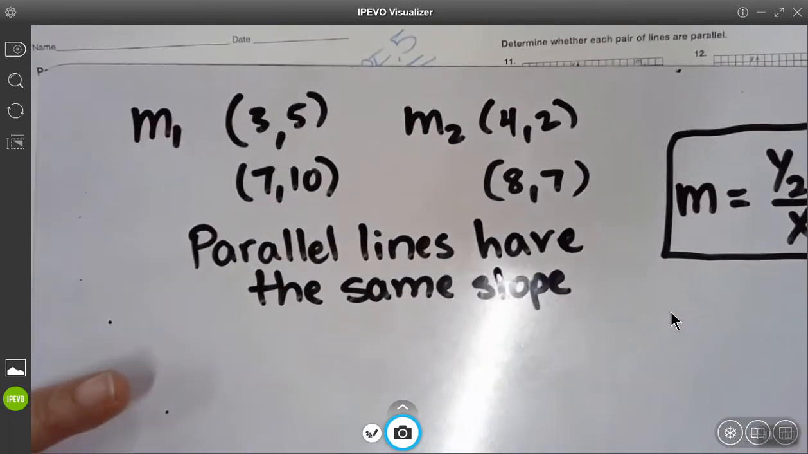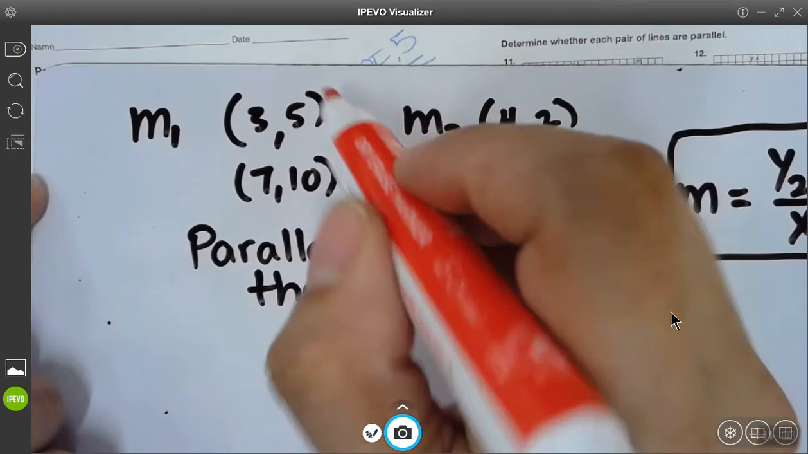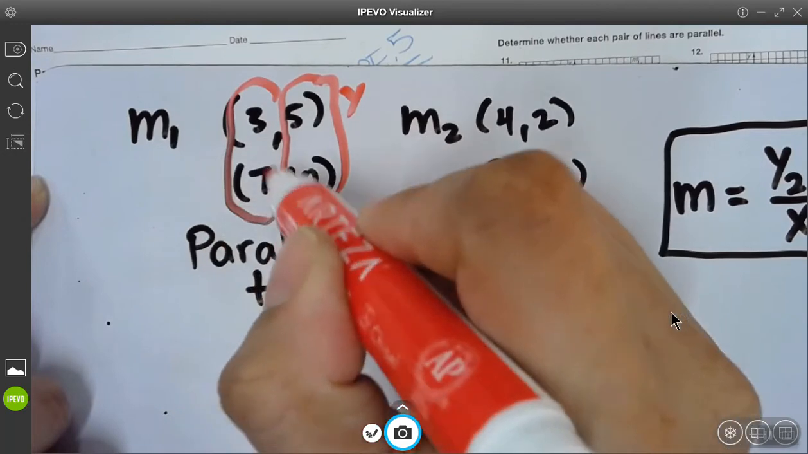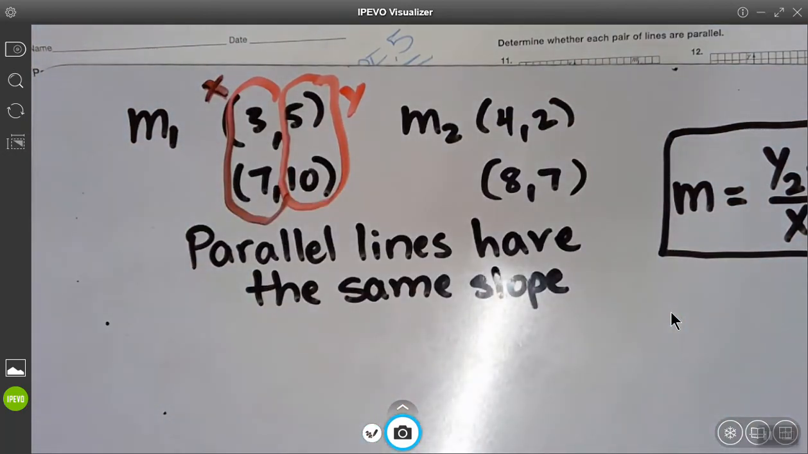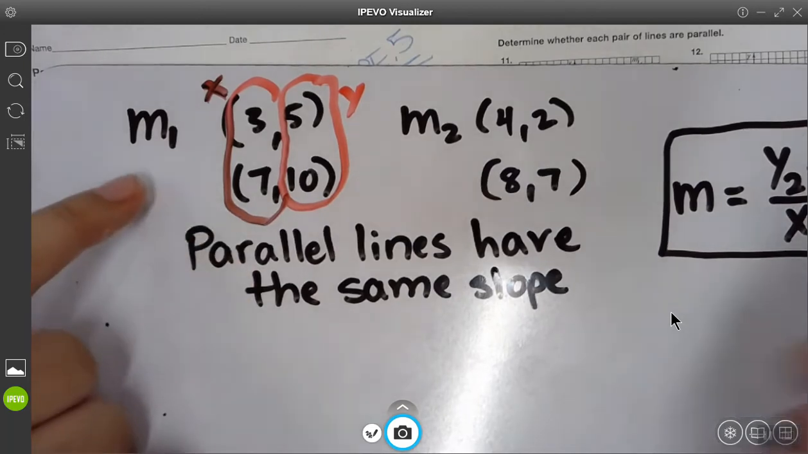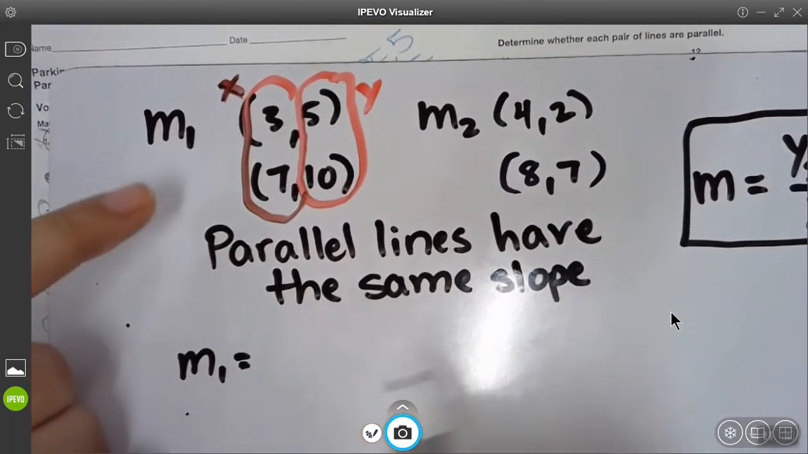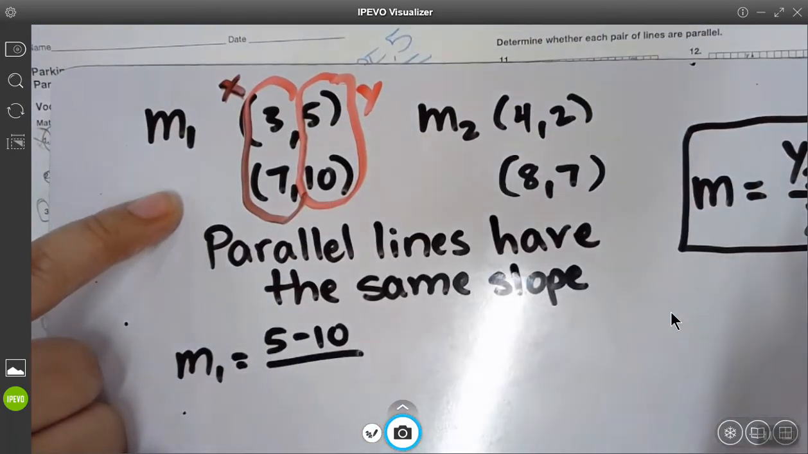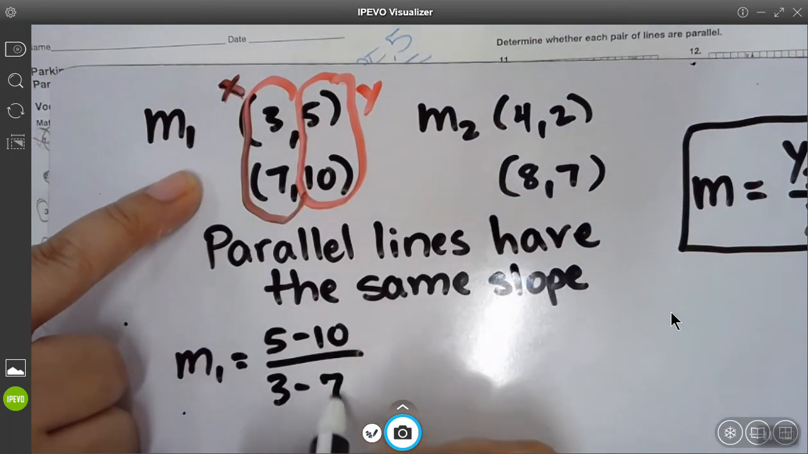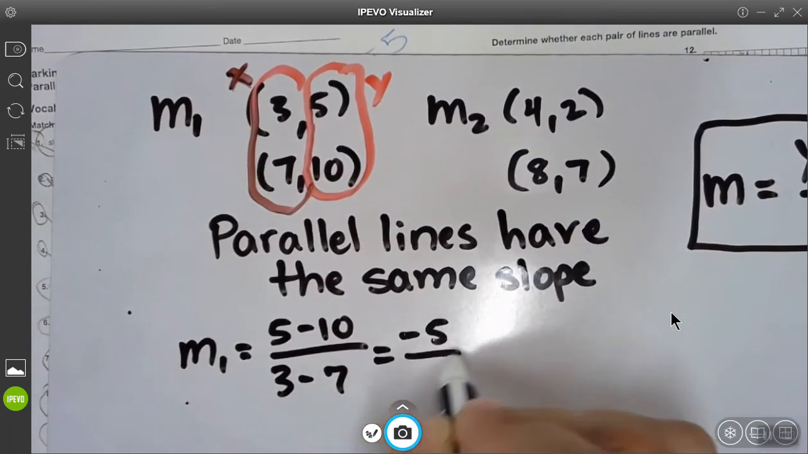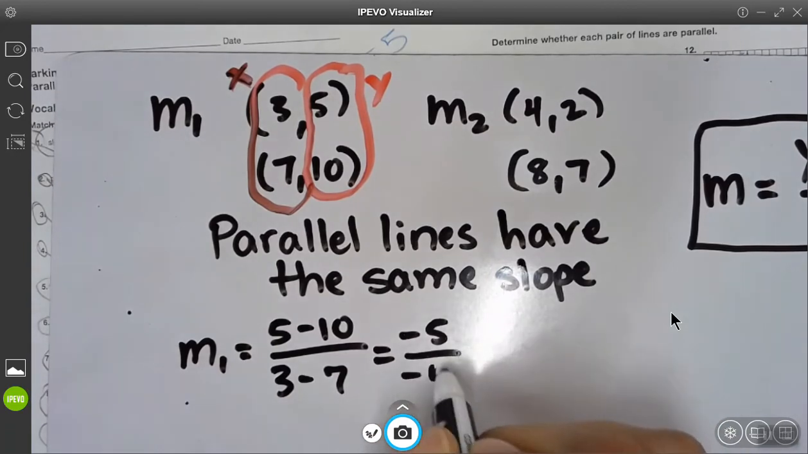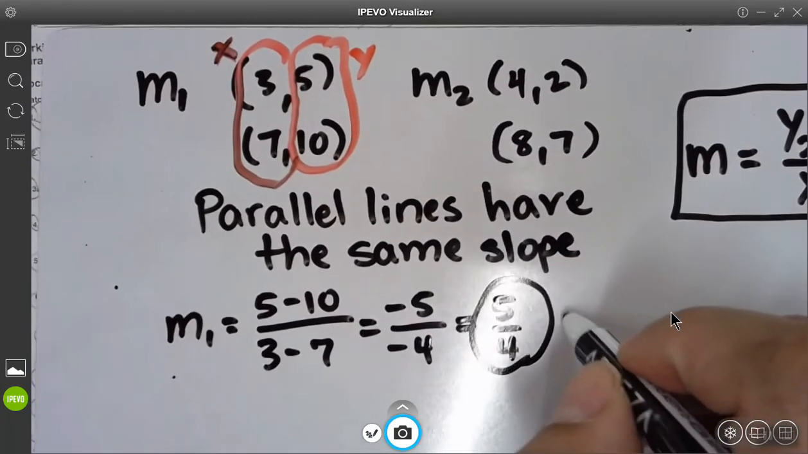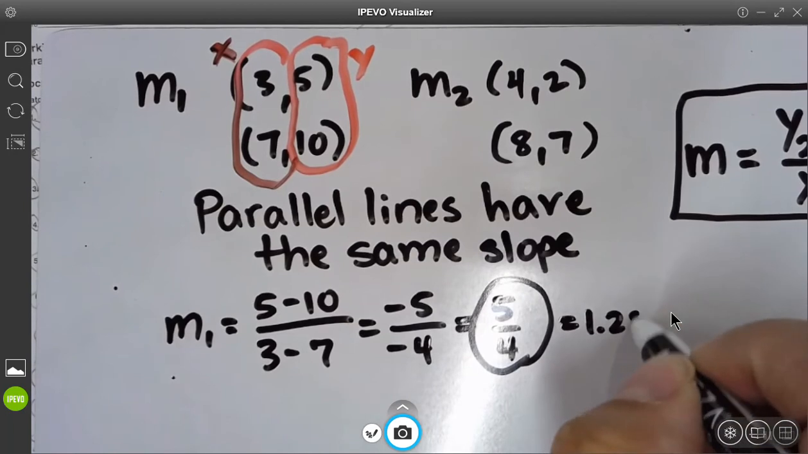And remember, I told you that I like to stack my points because then it's really easy to tell which ones are the y's and which ones are the x's. You got to be careful, okay? So the slope for M1 is going to be the difference of the y, so it's going to be 5 minus 10 over 3 minus 7. Okay, so that gives me -5, that gives me -4. So it's a positive 5 over 4. Or if you've used the calculator, it could possibly have given you 1.25.